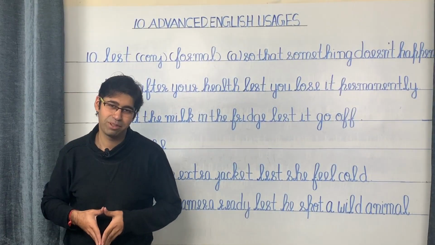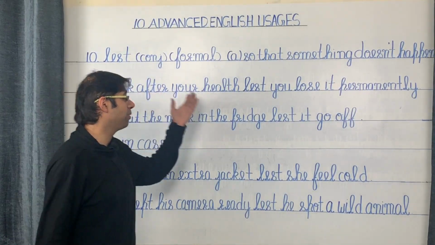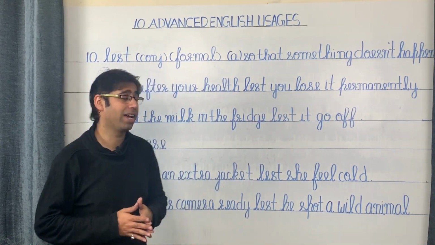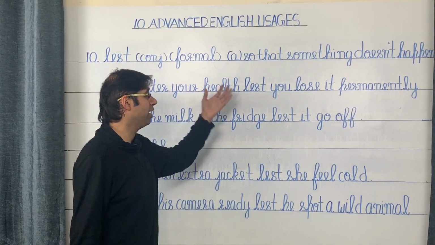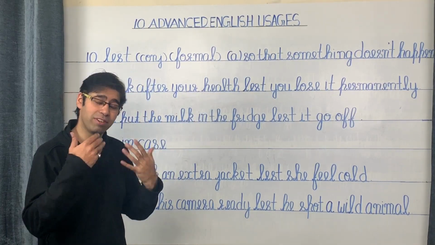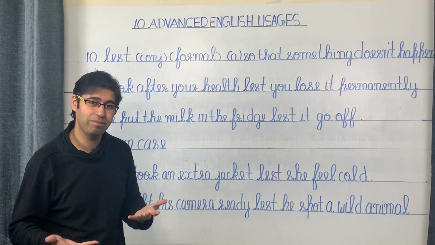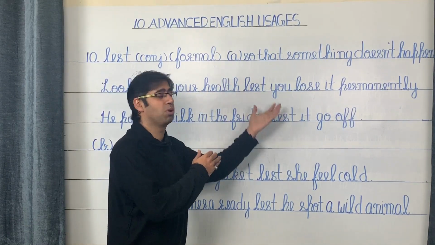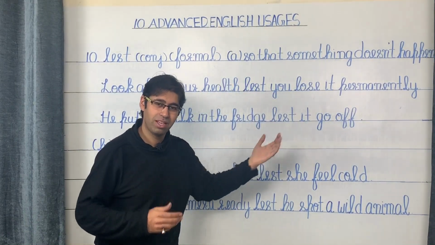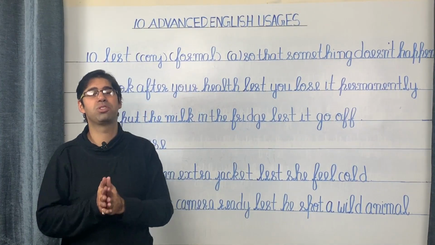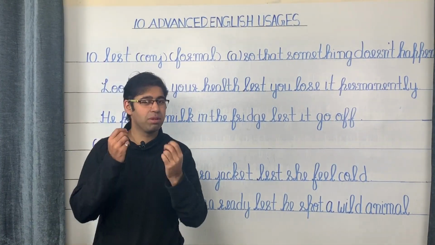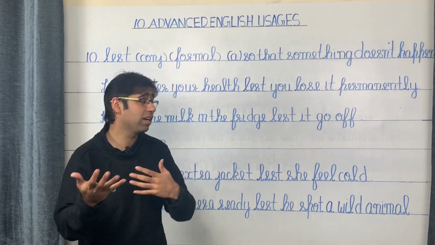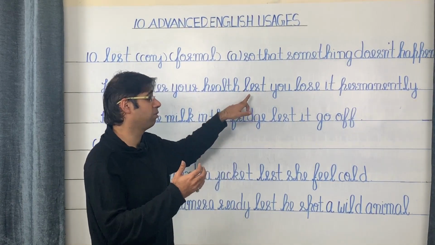Our first example reads, look after your health lest you lose it permanently. And this is the exact same as saying, look after your health. Look after over here is a phrasal verb that means to take care. So once again, look after your health so that you don't lose it permanently. Now, an important point about the usage of lest over here, some people tend to include the not in a sentence, turning it into a negative along with sentences involving lest.